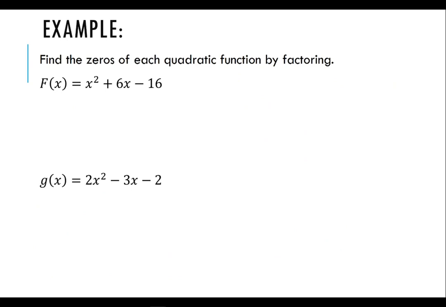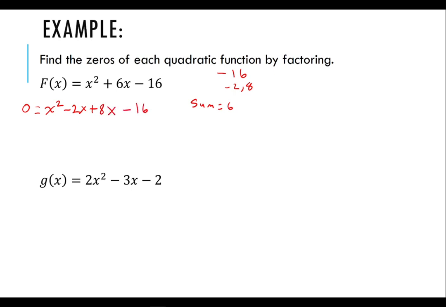More factoring. Step 1, always look for the greatest common factor. I don't see one, so now you can factor by grouping, remembering what are the two factors of negative 16 that sum to be positive 6. So those two numbers are 8 and negative 2, and so that's going to give me 0 is equal to x squared minus 2x plus 8x minus 16.